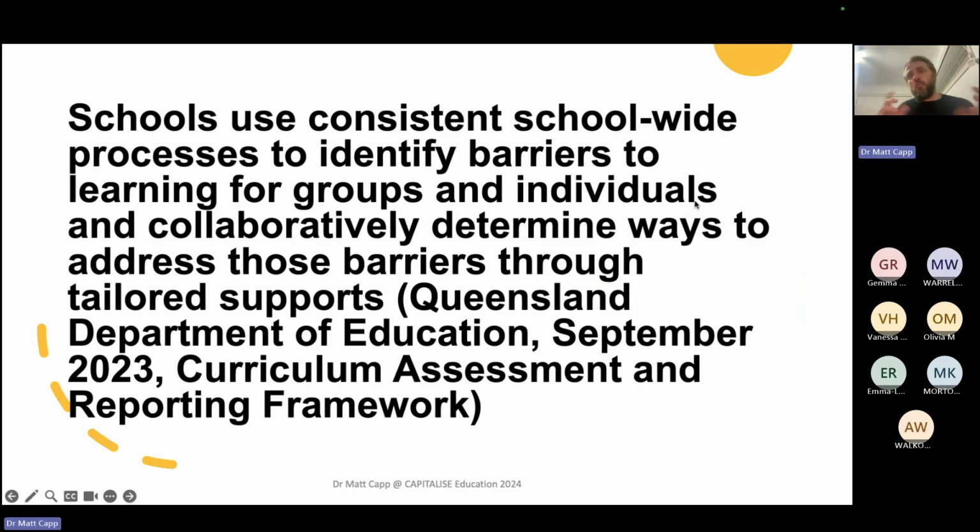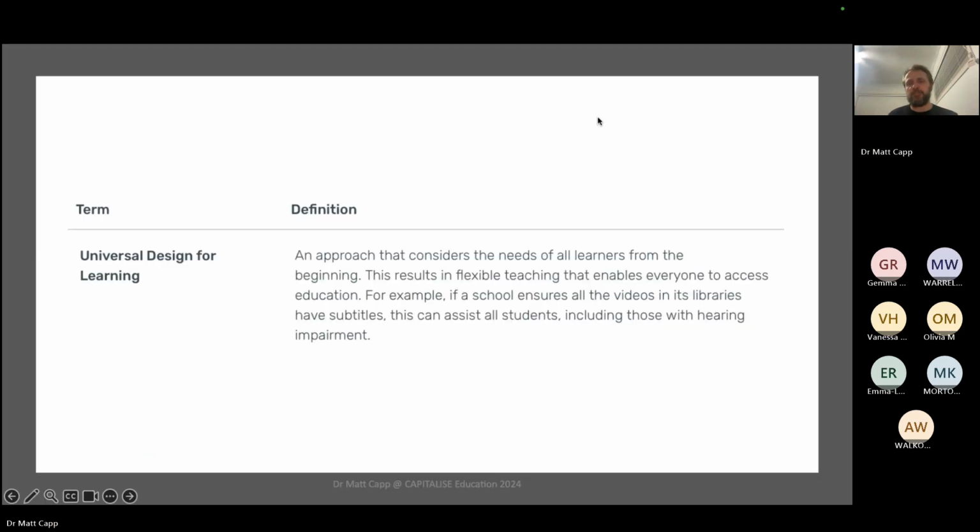In the second webinar, we looked at identifying the strengths and barriers to learning for a whole class, because Universal Design for Learning really focuses on that tier one of supporting all learners to access the learning process. And if you work for the Queensland Department of Education, in their 2023 Curriculum Assessment and Reporting Framework, it talks about the importance of having a school-wide approach to doing this. And so this might be something that you consider.